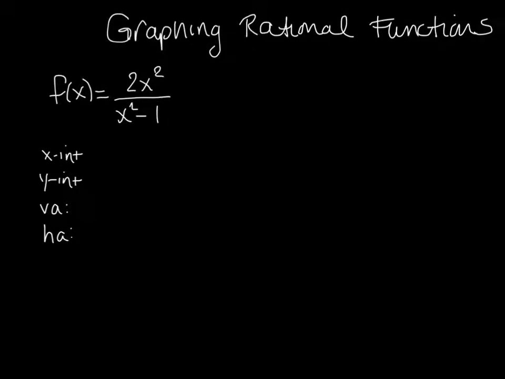So one of the things you're going to have to do a lot of is graphing rational functions. Now, there are 4 steps to graphing a rational function. You're going to find the x-intercept and the y-intercept, and you're going to graph those. Then you're going to find the vertical asymptote and the horizontal asymptote and graph those.